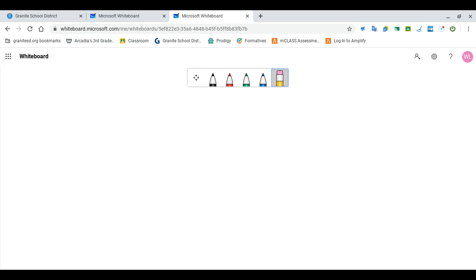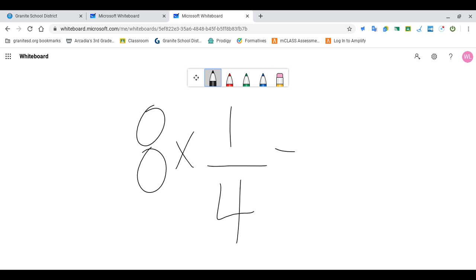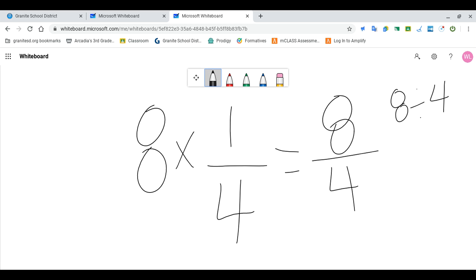Let's take a look at this one here. You'll notice that you might be able to simplify it in a way. So let's say we have 8 times 1/4. 8 times 1 is 8, and 4 is your denominator. Well, your 4th grade brain should automatically see that you could just divide those numbers. 8 divided by 4, which is 2. So our new answer is 2.